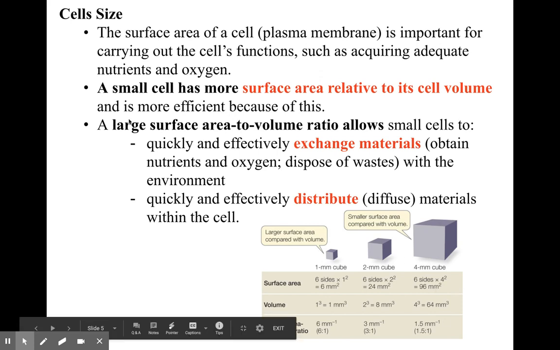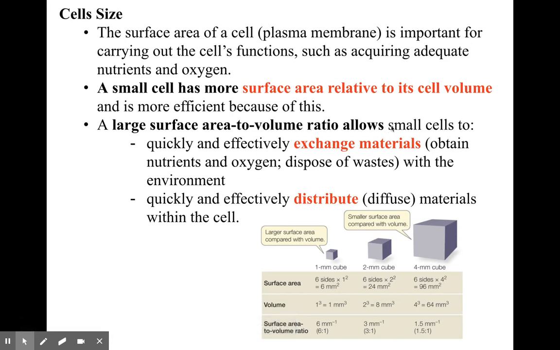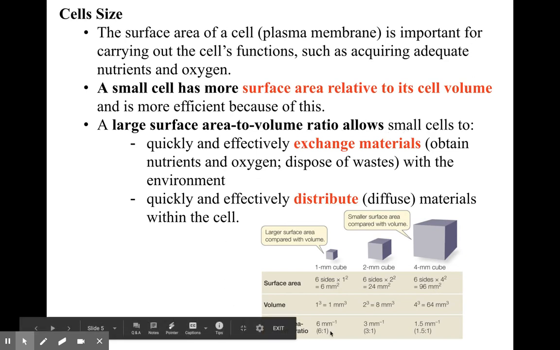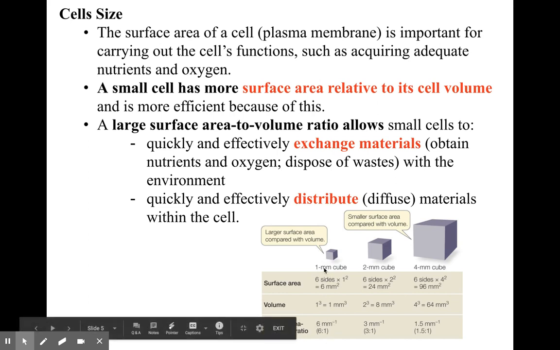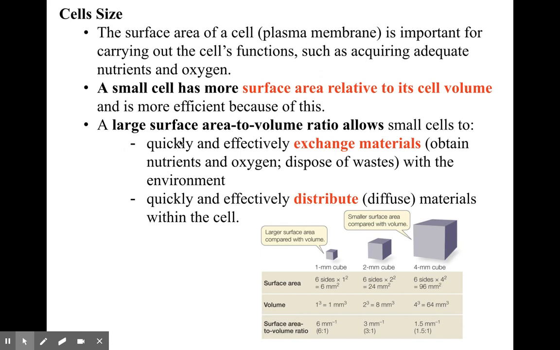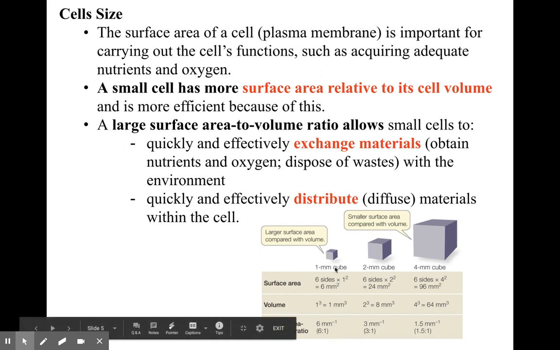Now, when we say a large surface area to volume ratio allows small cells to do this, when we say large, if you're comparing these three cells, the largest surface area to volume ratio is this first one. It's 6 per millimeter, and that is the smallest cube. It has the largest surface area to volume ratio. And then the largest cube has the smallest surface area to volume ratio. So that's what we're talking about when we talk about large. Having a large number here means you actually are smaller here. So just keep that in mind.